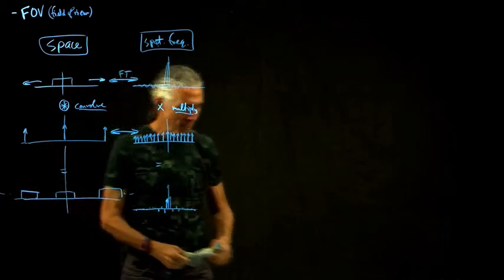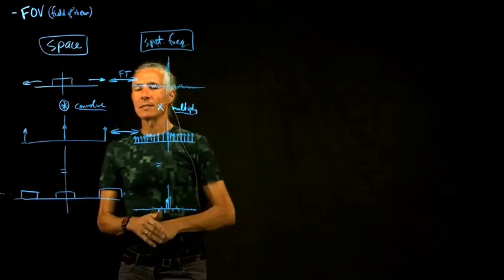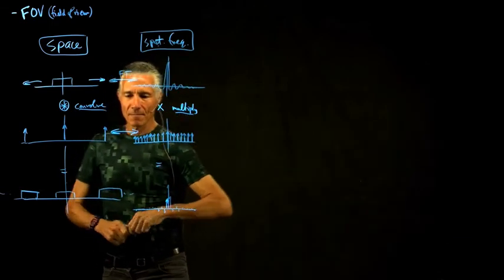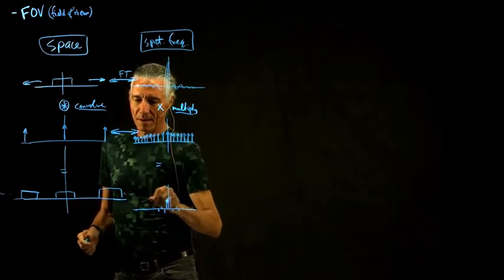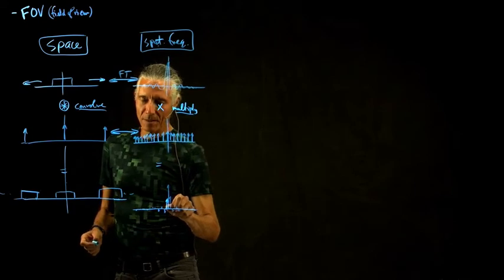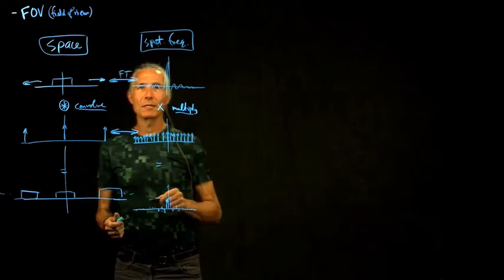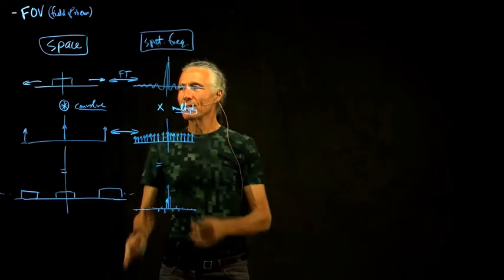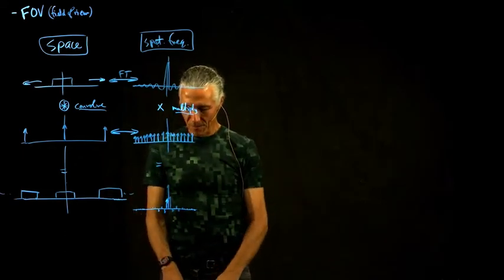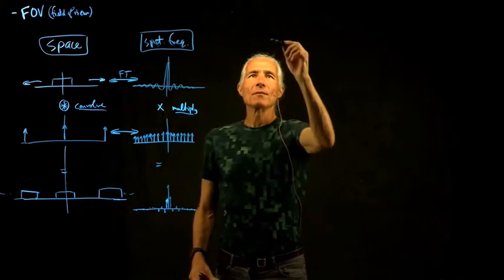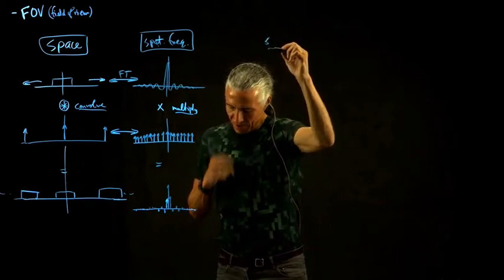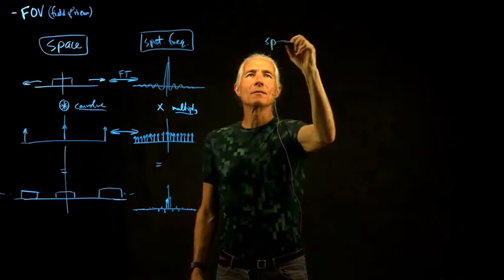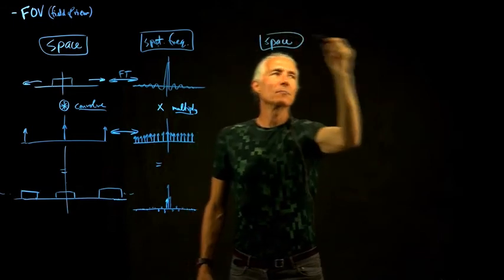So that was the first effect, which was that we're not sampling infinitely fine steps in spatial frequency, just discrete steps. But the second one was the blurring, and we can do the same sort of operation to figure out the blurring. So if we start again, here's the space side and the spatial frequency.